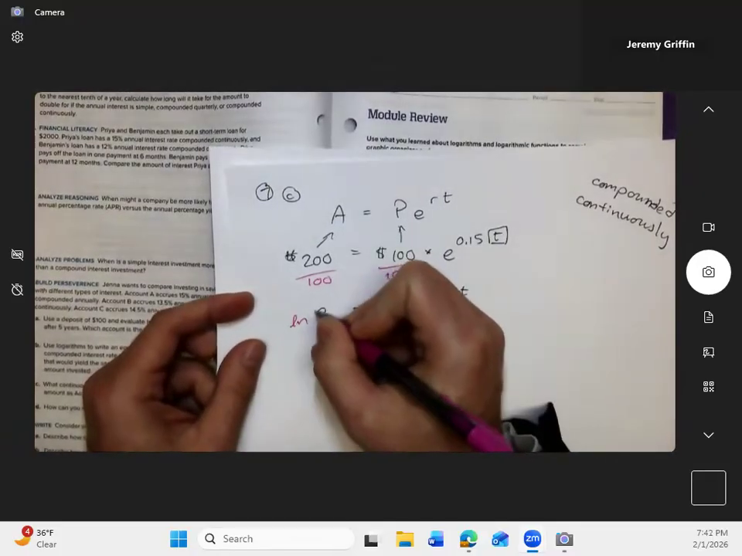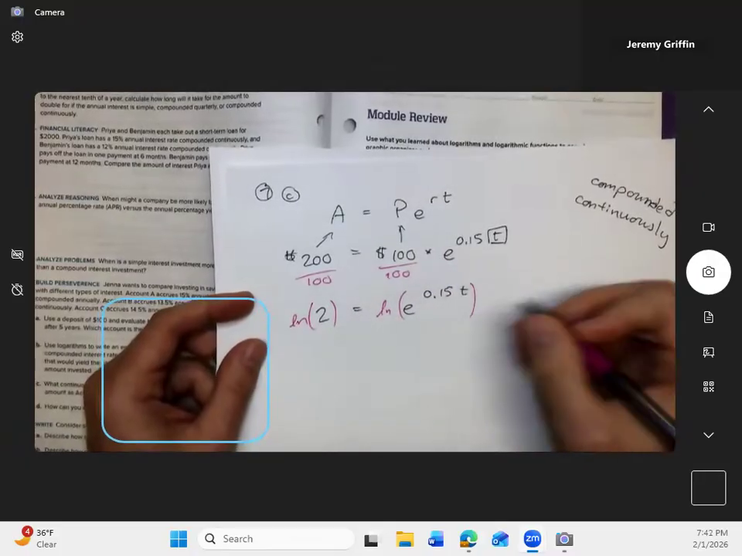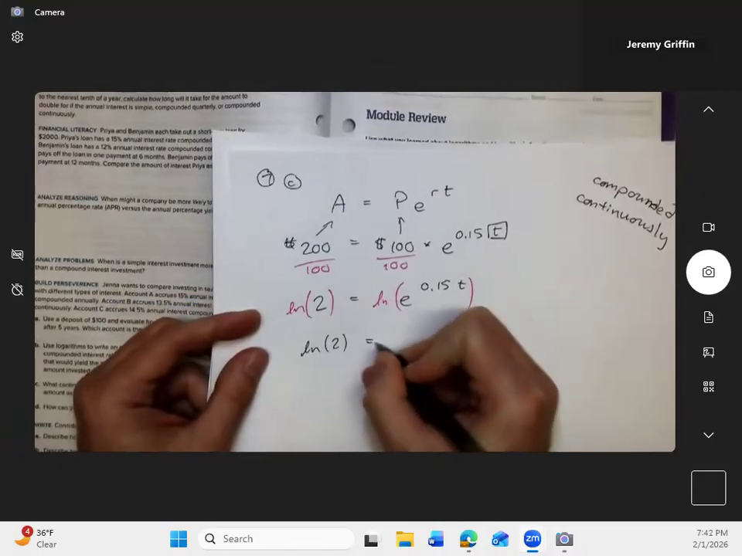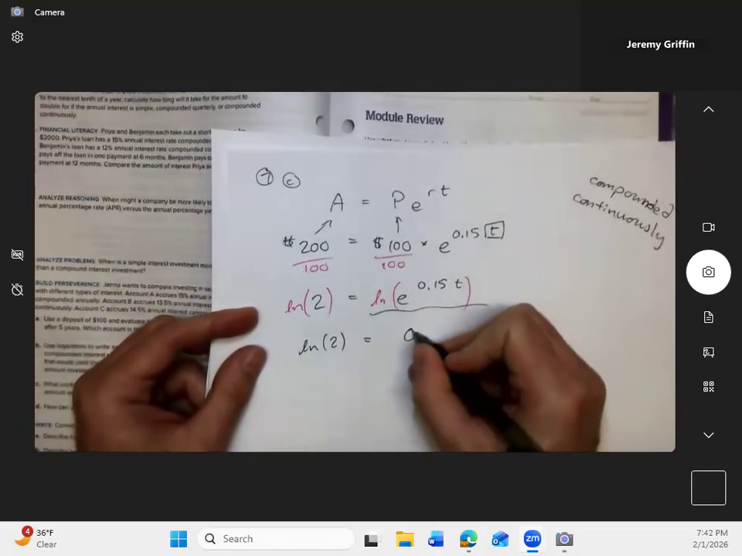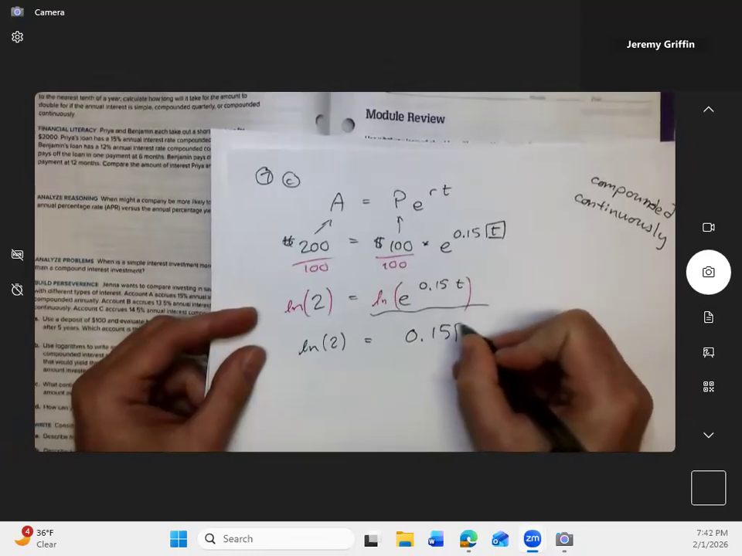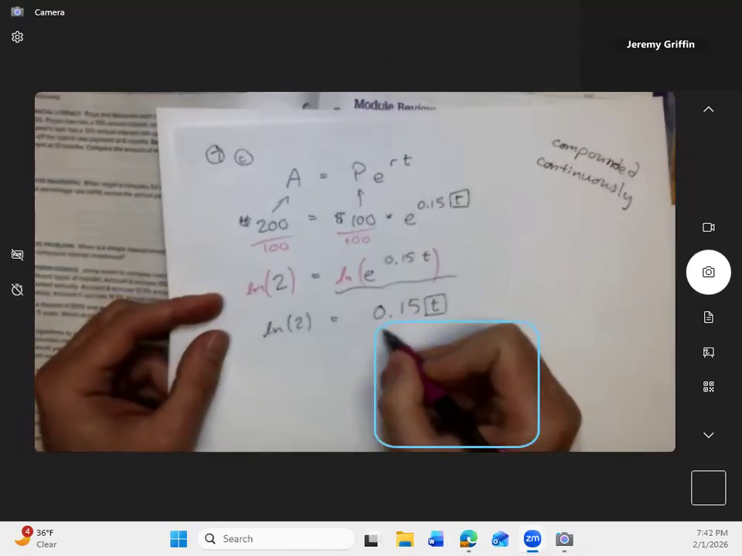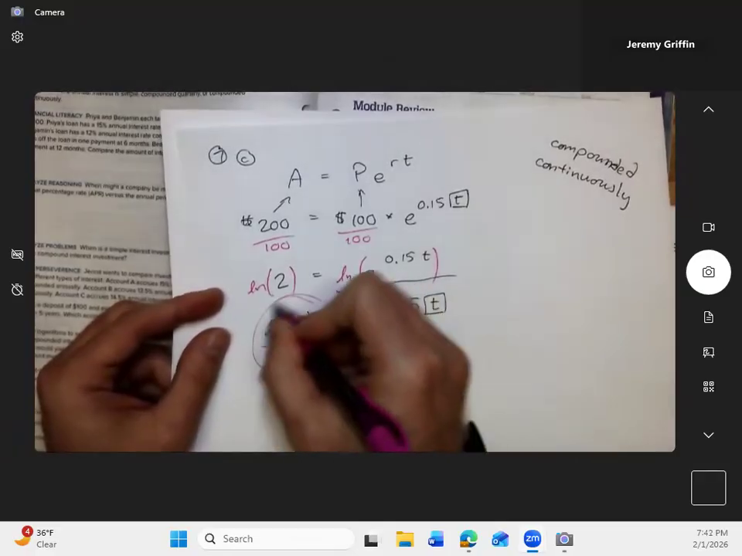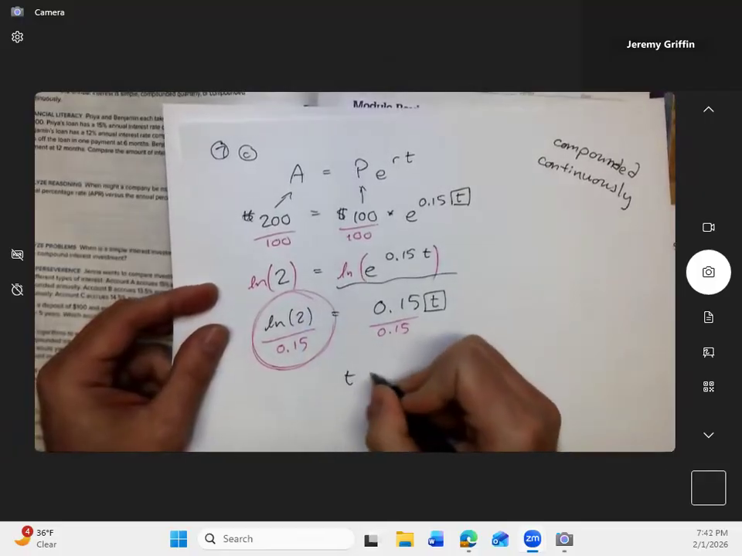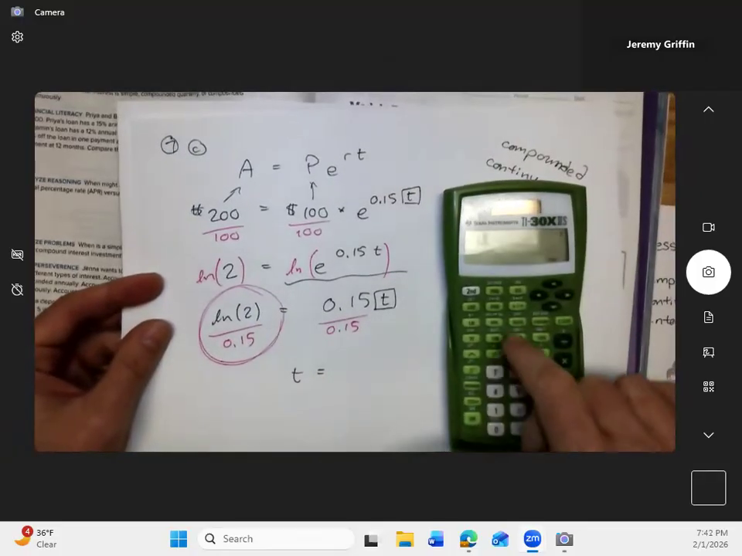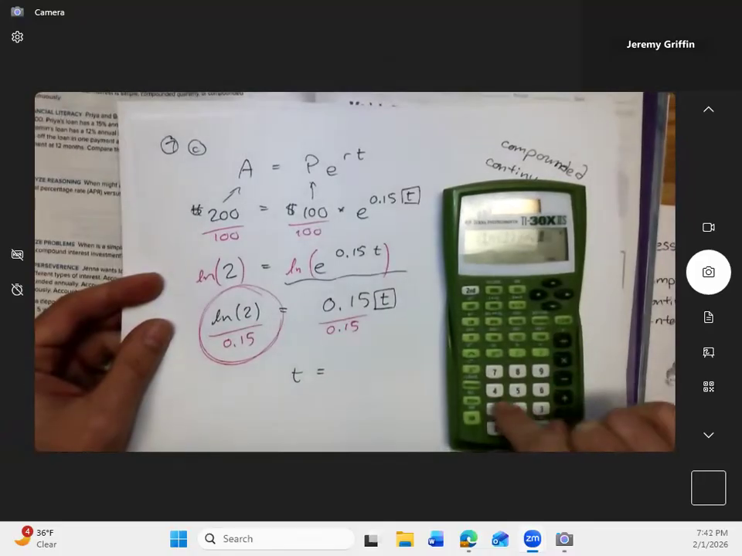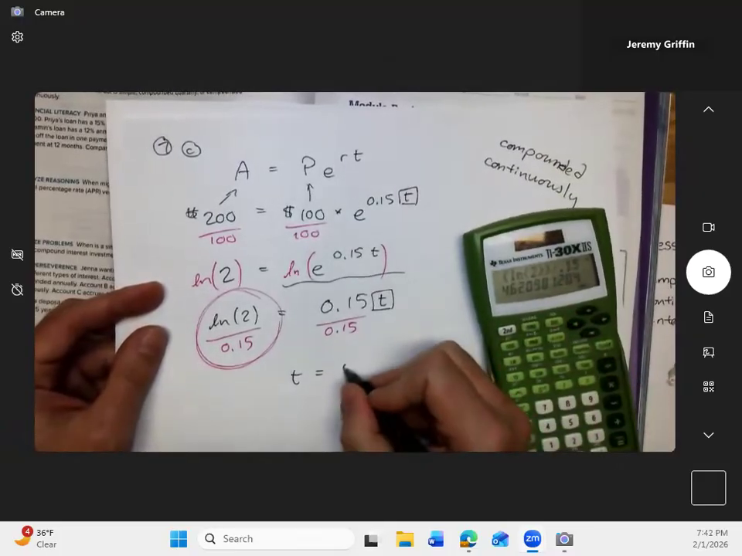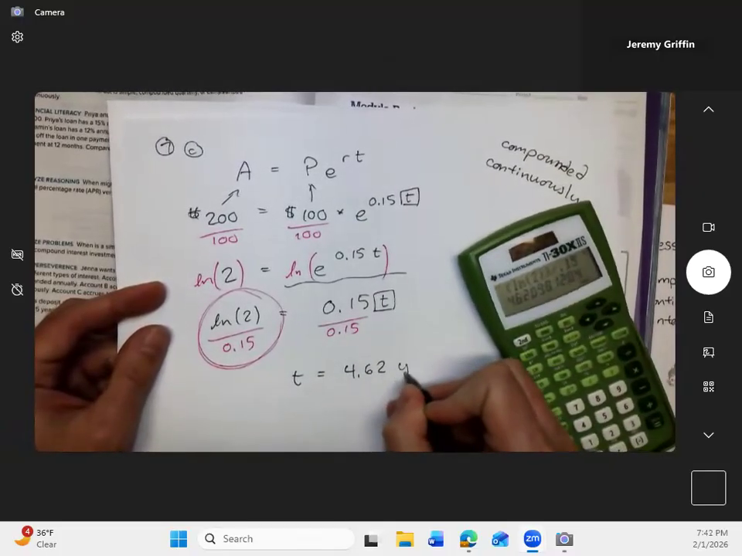Take the natural log of both sides. So natural log of 2, right? And all this simplifies to very simply 0.15t with your log rules. Divide both sides by 0.15, and we'll get the answer. Right, the answer is going to be this right here. Let's see, so time is equal to natural log 2 divided by 0.15. Yeah, it is a little faster. It sure is. 4.62 years.